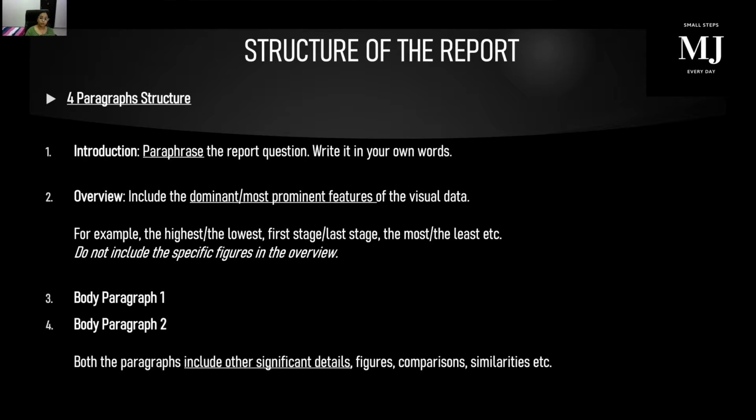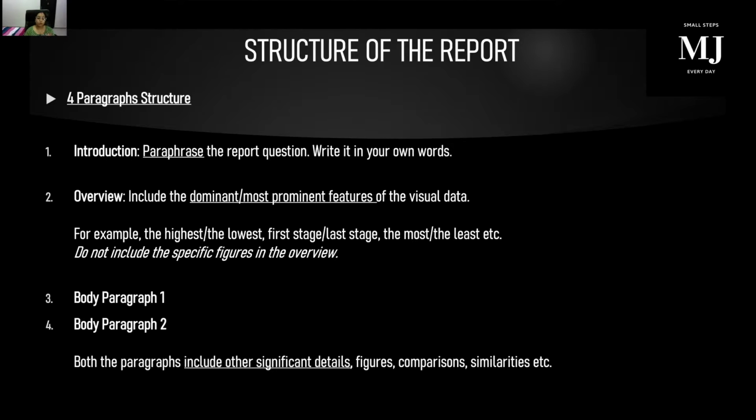Now before I begin with writing the report on the pie chart, we have to keep in mind that the structure would be a 4-paragraph one. So the first paragraph would be the introduction, wherein we will paraphrase the report question. We will write the question in our own words. Second would be the overview, including all the extreme factors like the prominent features, the striking features. What is the most, what is the least, the lowest, the highest, all of that.